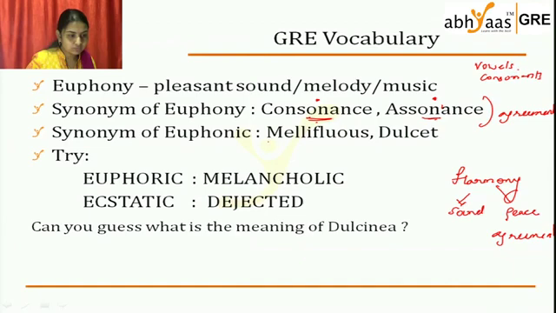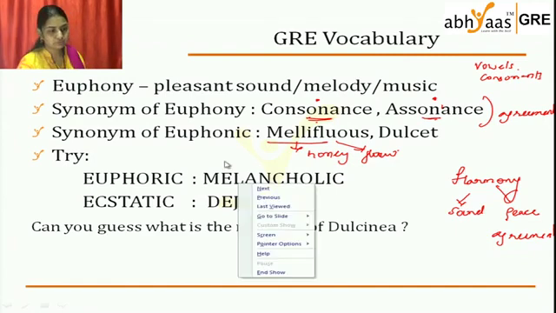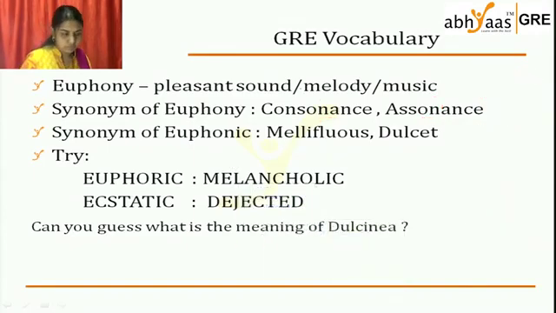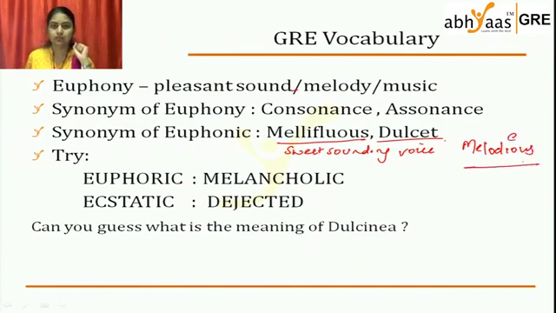Euphony, euphonic. You have another word, mellifluous. Melly means honey. Flu means flow, F-L-O-W, flow. But what is mellifluous? Lata Mangeshkar has mellifluous voice. So together, mellifluous, sweet sounding. Dulcet is also similar to that, melodious. Okay? So, euphony, a pleasant sound. Mellifluous, sweet sounding voice. Consonants and assonants, it's similar to agreement, dulcet, sweet sounding voice.